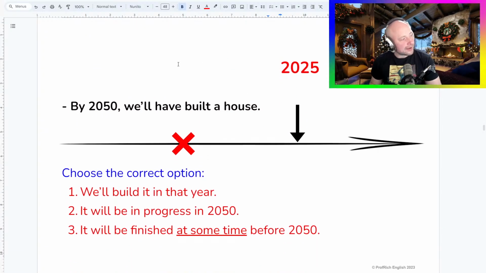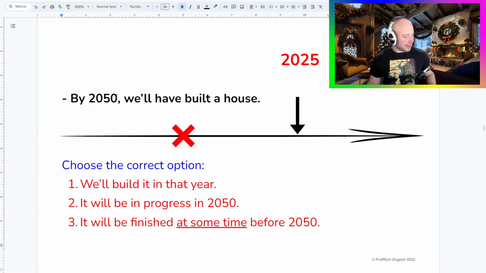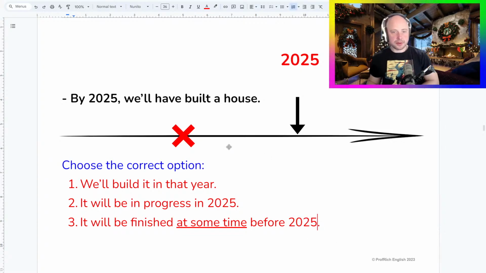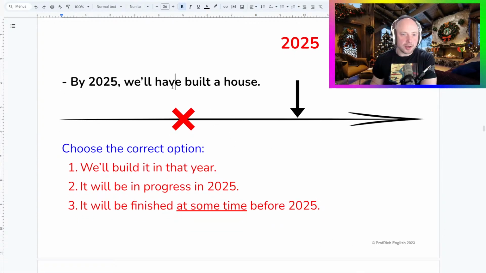All right, and here is the future perfect. And let's make it consistent by changing the date again, 2025. So by 2025, we'll have built a house. What do you think about that one? So, Kat, you probably get it now. When you look at it, it probably makes a bit more sense. Look at the picture.